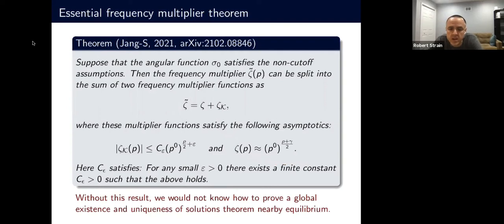And this is kind of the analog of the result of Pao from 1974 that I mentioned to you for the Newtonian Boltzmann equation previously. But this was very hard in our case. I mean, this is probably the hardest I've ever worked in my life on a pointwise estimate. And without this result, we would not know how to prove global existence and uniqueness of solutions in our theorem nearby equilibrium. So this is essential because this characterizes the sharp behavior, and if you don't know this, then you can't characterize the sharp behavior.